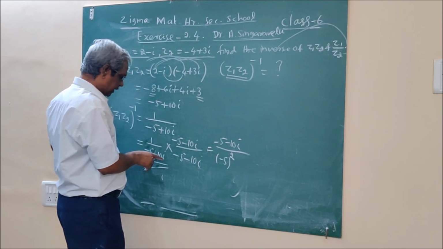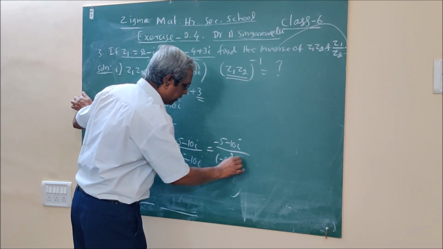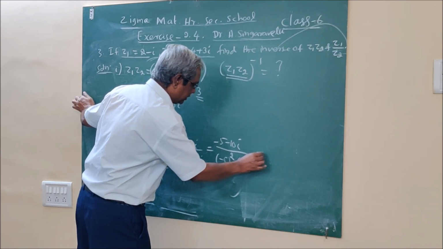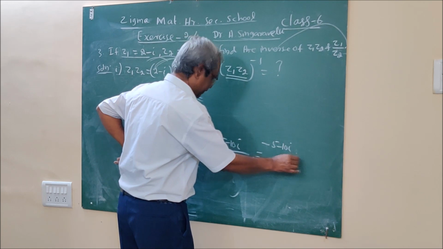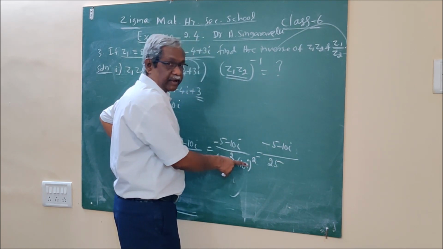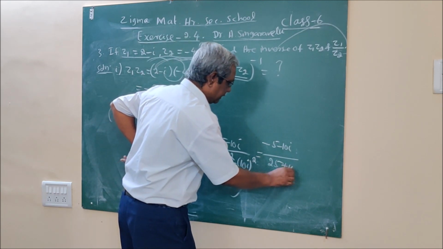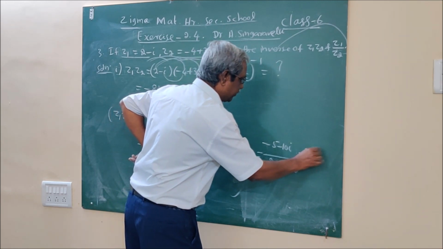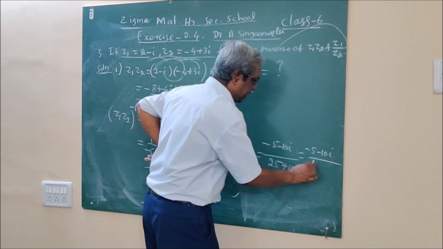Minus 5 whole square, plus, minus a square minus b square, 10i whole square. So minus 5 minus 10i divided by 5 square, 25. i square is minus 1, minus into minus plus 1, 100 plus 100. So this is equal to minus 5 minus 10i divided by 125.